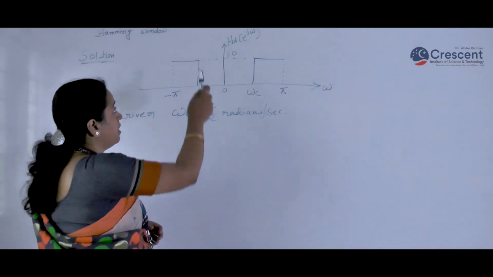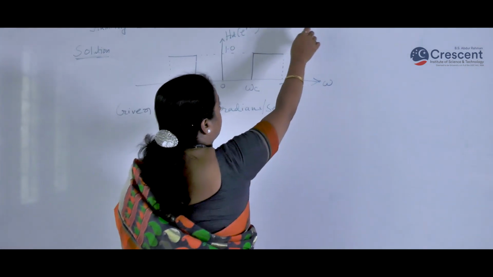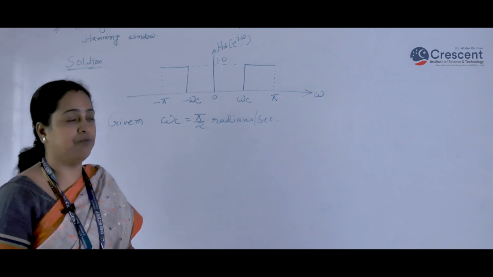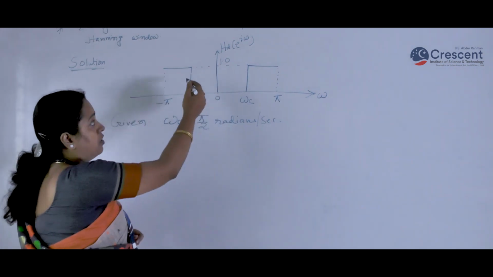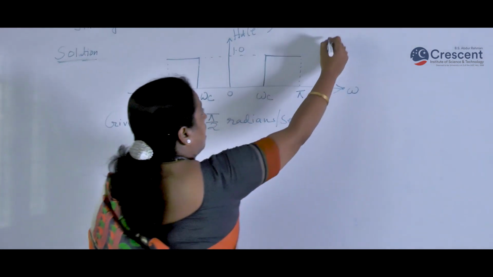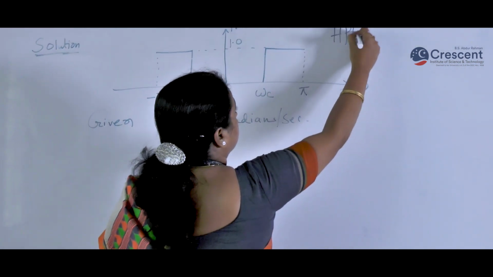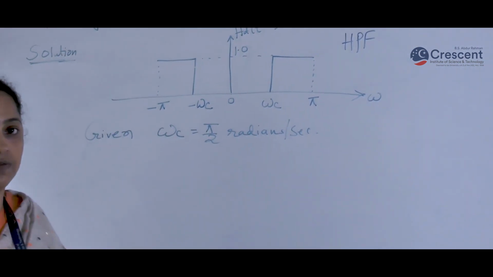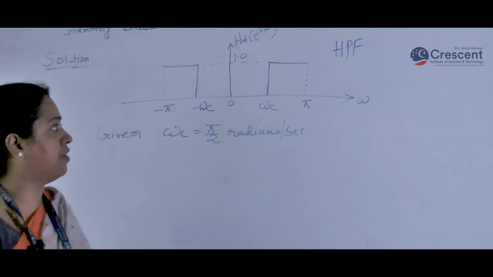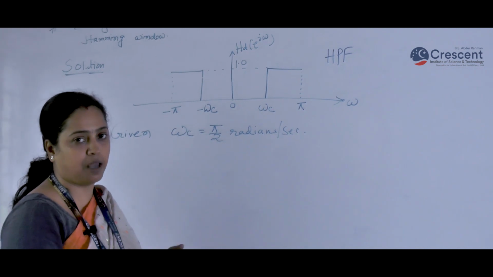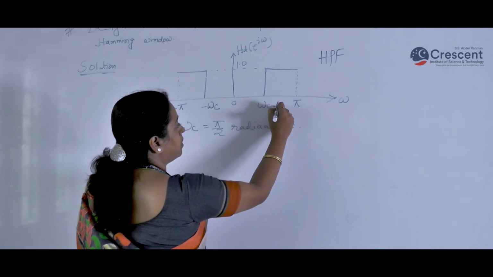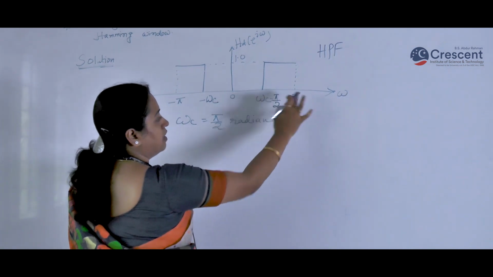Now from the given specification, the filter passes only the frequencies above pi by 2 radians. So if we draw it graphically, that can be represented in this way, where this is the high pass filter. So directly if it is given high pass filter, or from the given specification also we can find out that the given filter is high pass filter which passes the frequencies above pi by 2 radians up to pi.